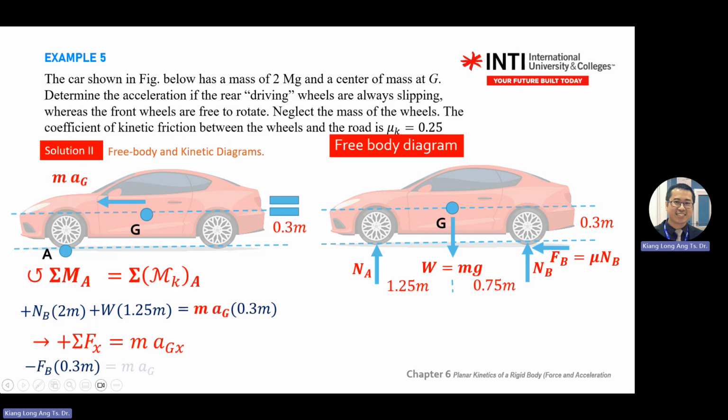And you put in another method. You put in Fx equals 0, Fx equal to max. You manage to find it. So this one, Fx equal to max at the center of gravity point. For Fx, you only have one force, which is negative Fb. Wrong, there is no 0.3 here. Typo error. No 0.3 here. Equal to ma.